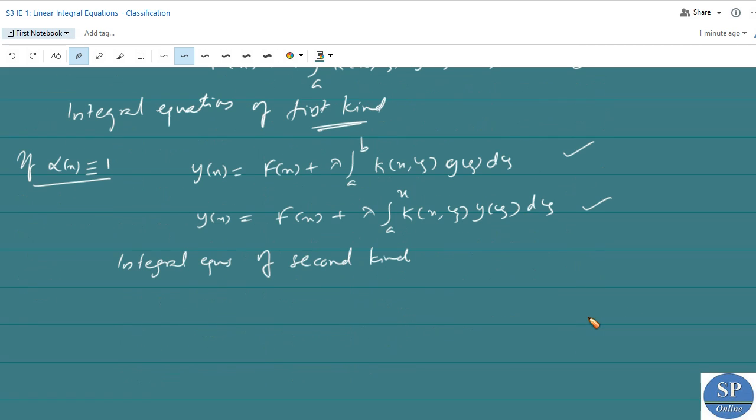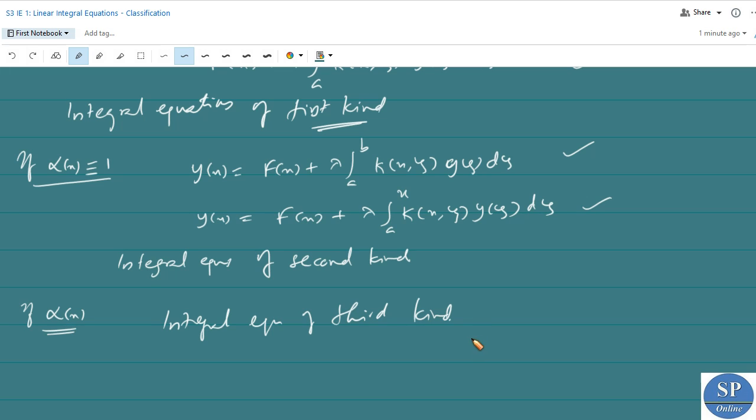Okay. Now, if alpha of x is not a constant and is a function of x only, so it's a prescribed function of x, then these equations are called integral equations of third kind. That is, if alpha of x is not equal to 0 and not equal to a constant, if it is a prescribed function of x, then these integral equations are called integral equations of third kind.